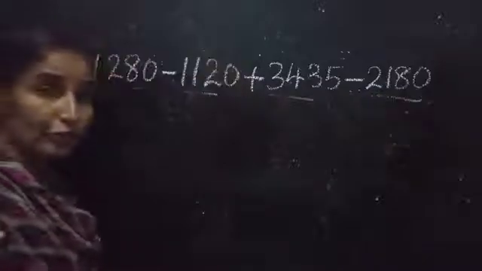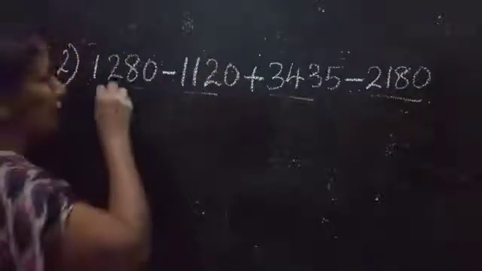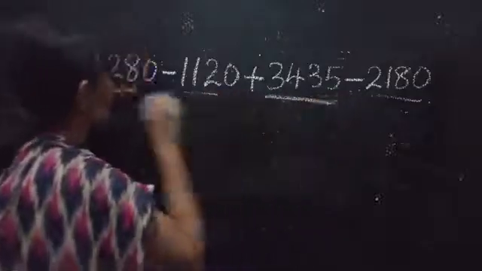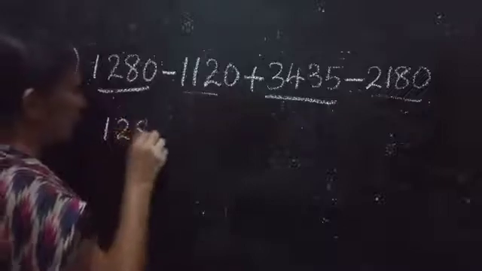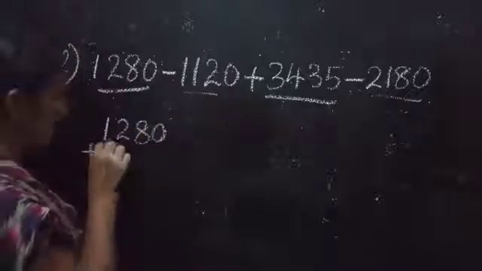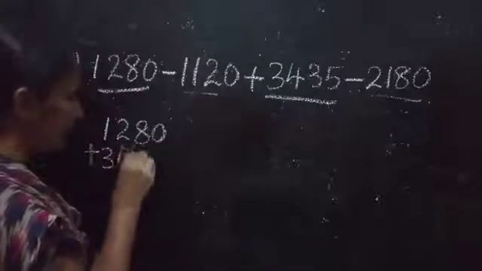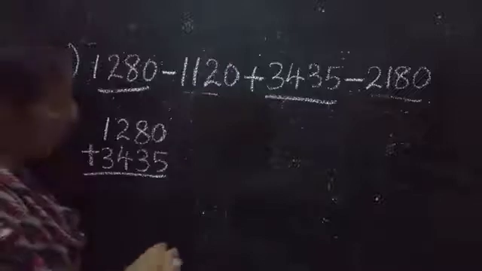So what you have to do, you know? You have to add these 2 numbers. These 2 numbers. Plus, plus. Okay? So 1,280 plus 3,435. What is the answer we are getting?